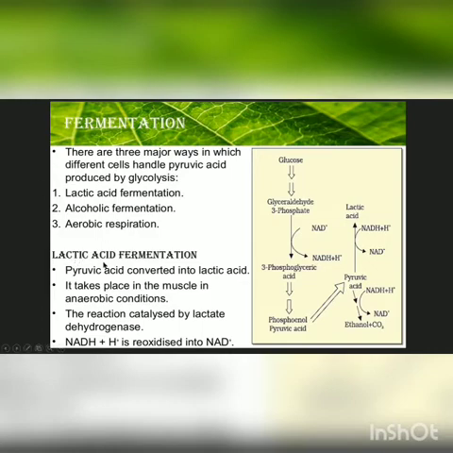Now first we will see lactic acid fermentation. So let me revise here that glucose is converted into glyceraldehyde 3-phosphate, then 3-phosphoglyceric acid, then phosphoenol pyruvic acid is formed, which forms the pyruvic acid. This pyruvic acid is converted into lactic acid, and this takes place in the muscles in anaerobic conditions.